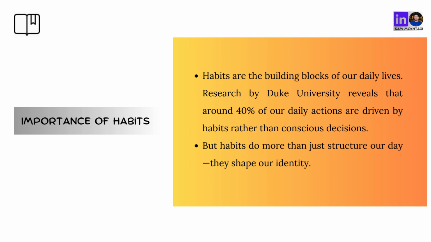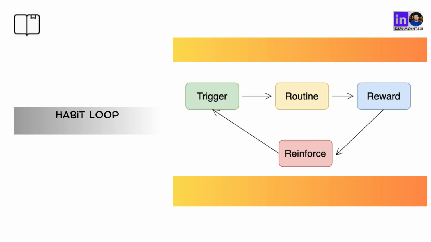But how do we form these habits? To understand how we can form a habit, it is important to understand the habit loop. The habit loop is a powerful framework that was initially introduced in the book The Power of Habit. This loop consists of three key elements: the trigger, the routine, and the reward. The trigger initiates the habit, the routine is the behavior itself, and the reward is what keeps the habit going.